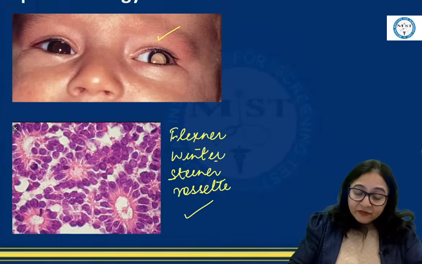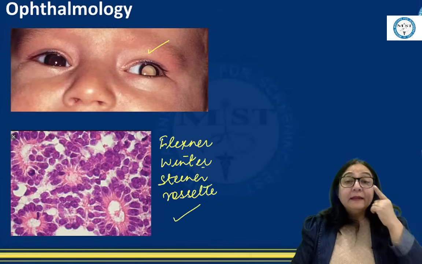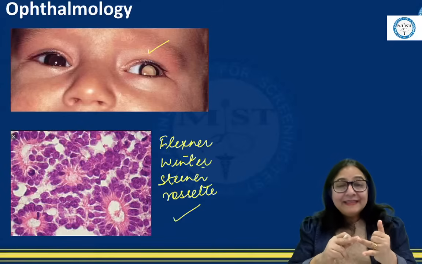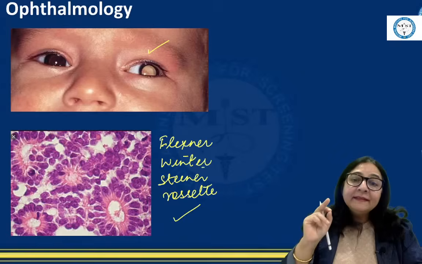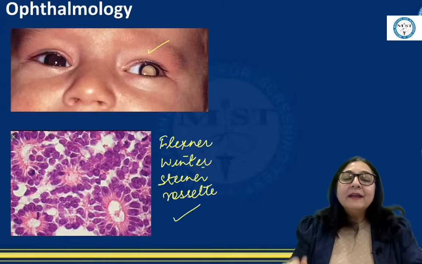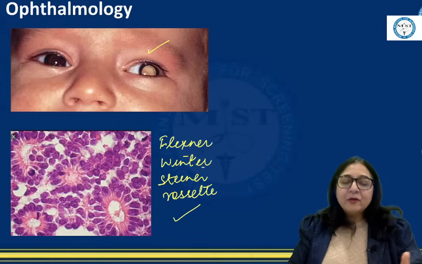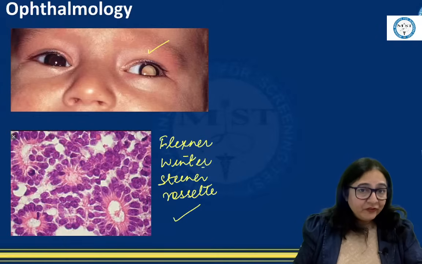The investigation of choice, though it can be investigated with ultrasound or CT scan, is MRI because that does not cause radiation exposure to the child. Okay, and it also tells us whether there is optic nerve invasion or not.